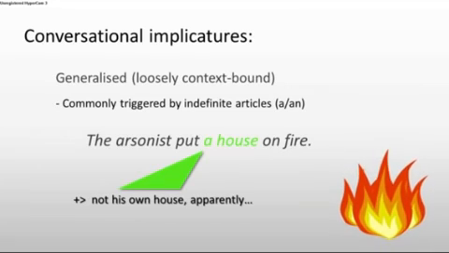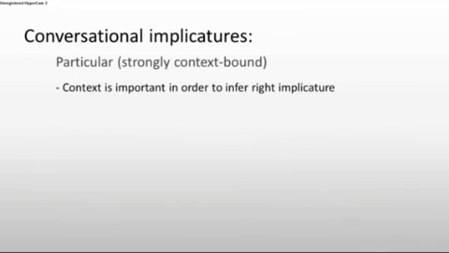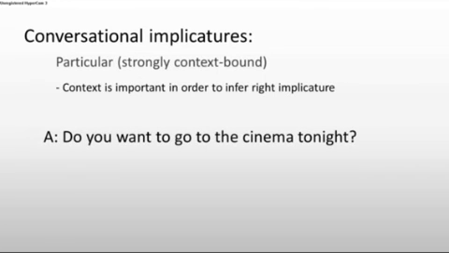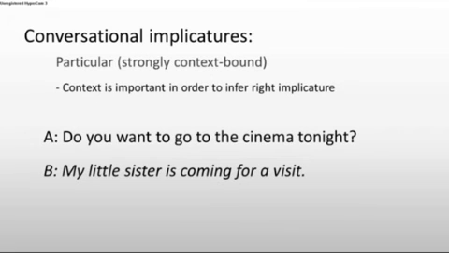The next type is the particular conversational implicature, which this time strongly depends on the context to implicate correctly. Look at this dialogue. A: Do you want to go to the cinema tonight? B: My little sister's coming for a visit. On the surface, B's reply doesn't seem to be a relevant answer to A's question, which is why B just violated a maxim. However, what B wanted to implicate is that she wouldn't have time to go to the cinema because she's busy with performing shaman rituals with her sister, or so.